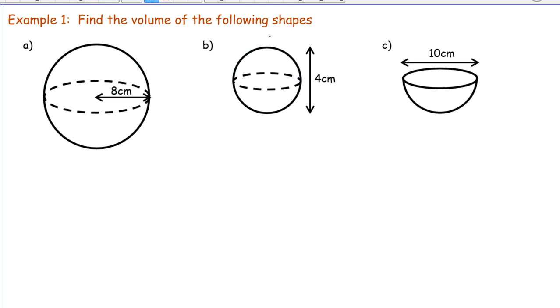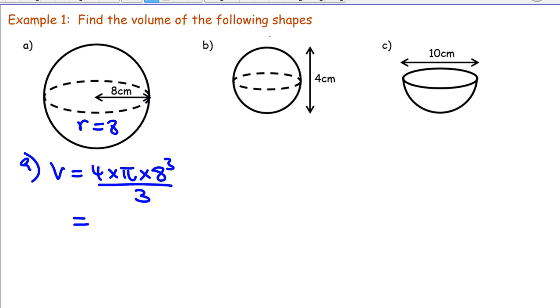So example 1, find the volume of the following shapes. So I'll start with A. So the volume will be equal to 4 multiplied by pi multiplied by r cubed. Remember here r is 8, divided by 3. That will give us 2144.7 centimeter cubed.